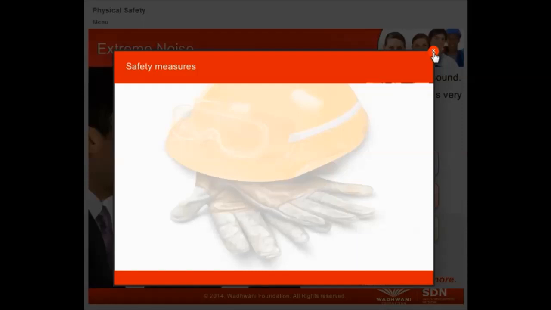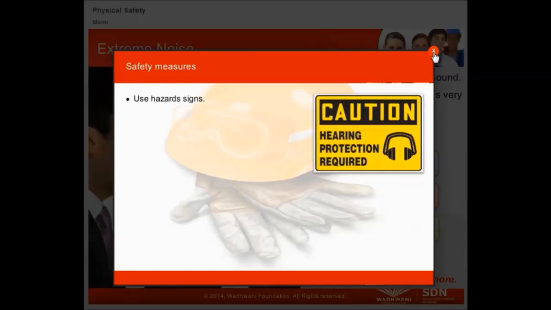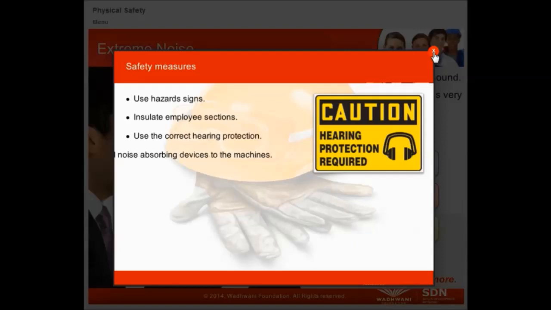Safety measures. Now let us look at the safety measures to avoid excessive noise in workplaces. Use hazard signs to warn employees. Insulate employee sections from noise-producing machines. Use the correct hearing protection. Install noise-absorbing devices to the machines if possible. Use alternate quieter machines if available. Conduct periodic hearing tests for employees working in high noise areas.